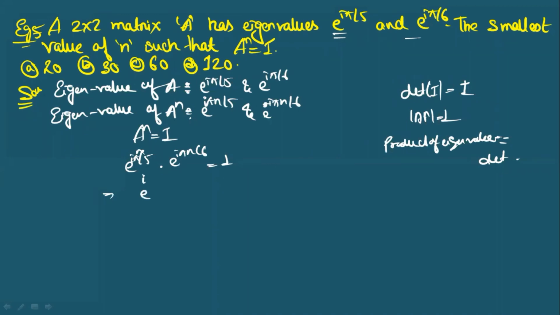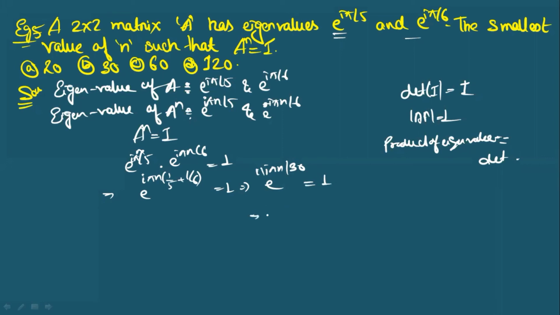So e to the power iπn. What will you get? I have taken iπn common. It's 1/5 plus 1/6, which equals 1. This will give you e to the power iπn. By what will you get? 30. And in the numerator, you will have 6 plus 5, 11. Right? It is equal to 1.